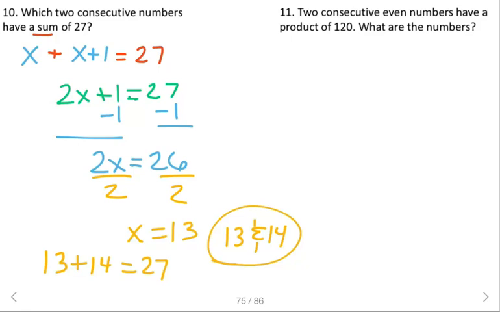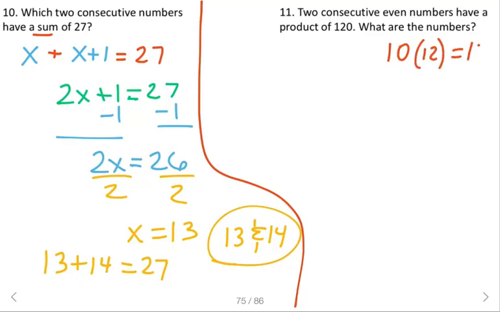All right, this time we're told two consecutive numbers have a product of 120. Some people may be able to just think through numbers that multiply to get 120 and see that 10 times 12 is 120. And so 10 and 12 are the consecutive even numbers.